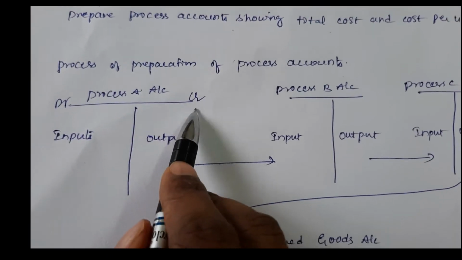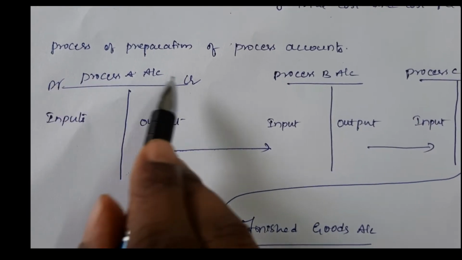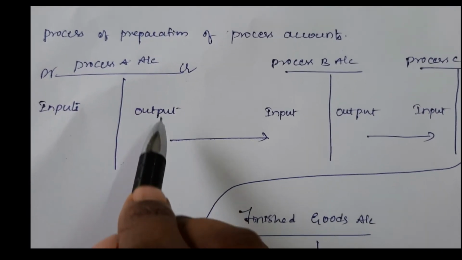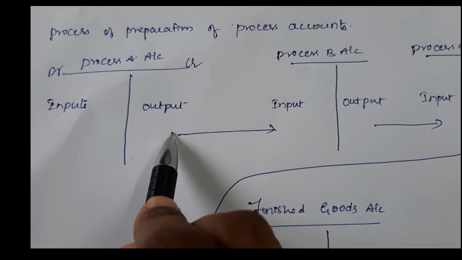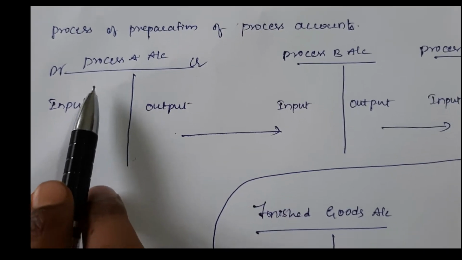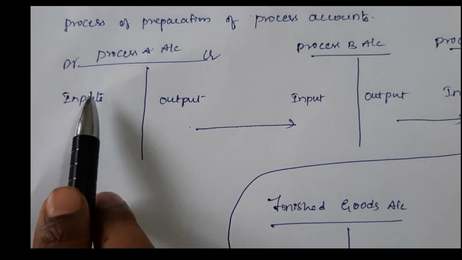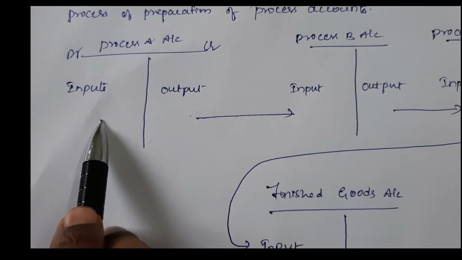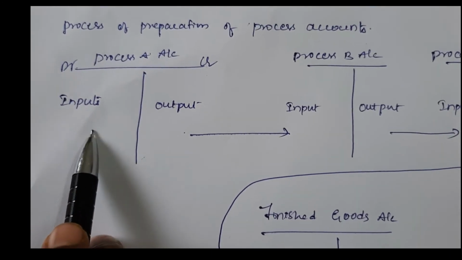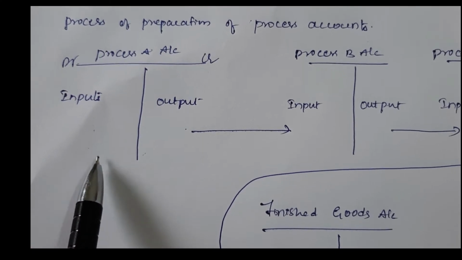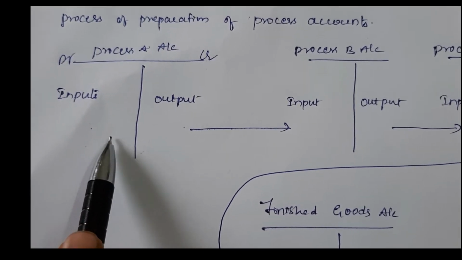As these are accounts, they will be in the form of a T statement, which consists of debit and credit sides: debit all expenses and credit all incomes and gains. Normal accounting rule. So under process A, that is the first process, you have to start with all the inputs which you have given for making the product under process A. So material, labor, direct expenses or any other indirect expenses incurred will all be written here.